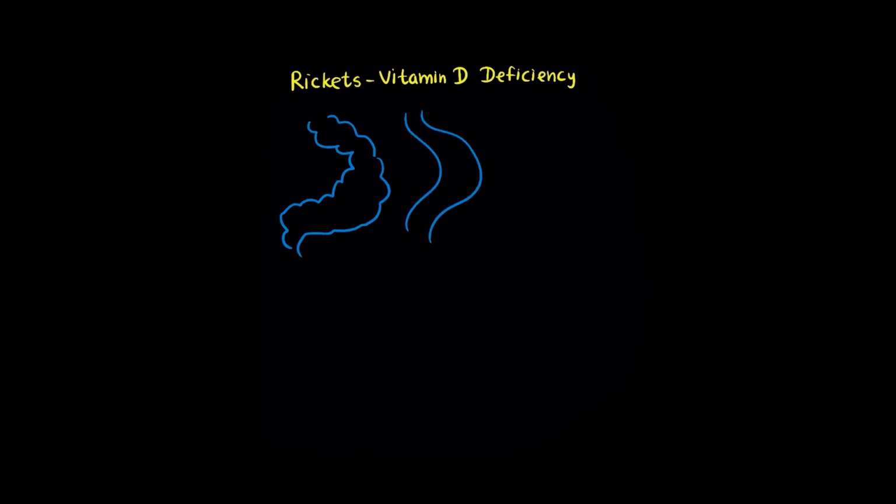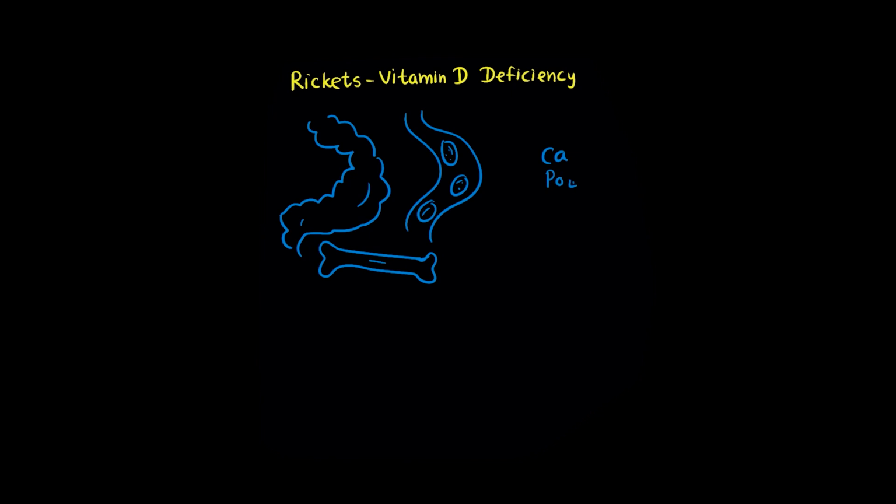Rickets tells the story of what happens when young bones can't properly mineralize, and the villain is usually vitamin D deficiency. Vitamin D acts like a construction foreman, directing calcium and phosphate from your intestines into your bloodstream and then into your bones. Without enough vitamin D, this process fails catastrophically.